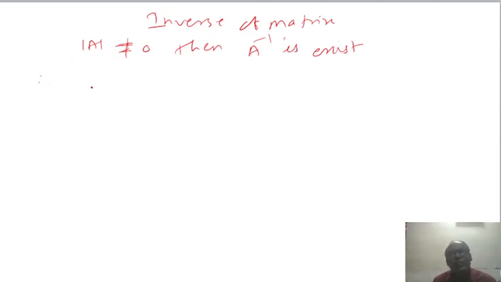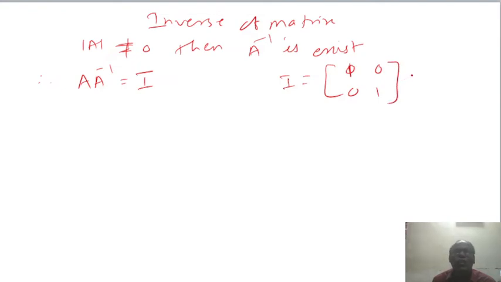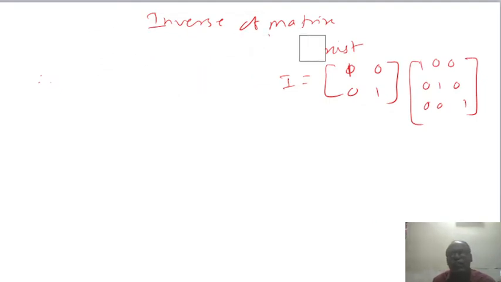After that, you should write the equation A into A inverse is equal to I. A into A inverse is equal to I. What is I? I is called the unit matrix or identity matrix. I is equal to 1 0 0 1. This is 2 by 2, and for 3 by 3 it is 1 0 0, 0 1 0, 0 0 1. This is called the identity matrix. Means once you find the inverse, you should know that A into A inverse is equal to I, the identity matrix.